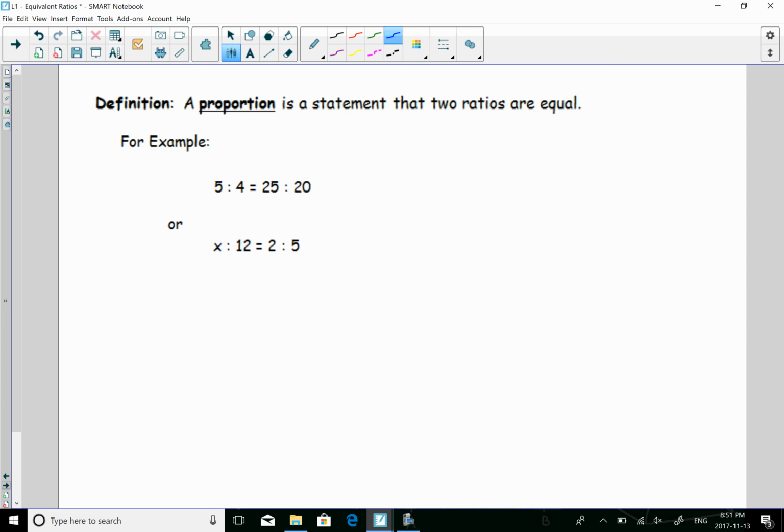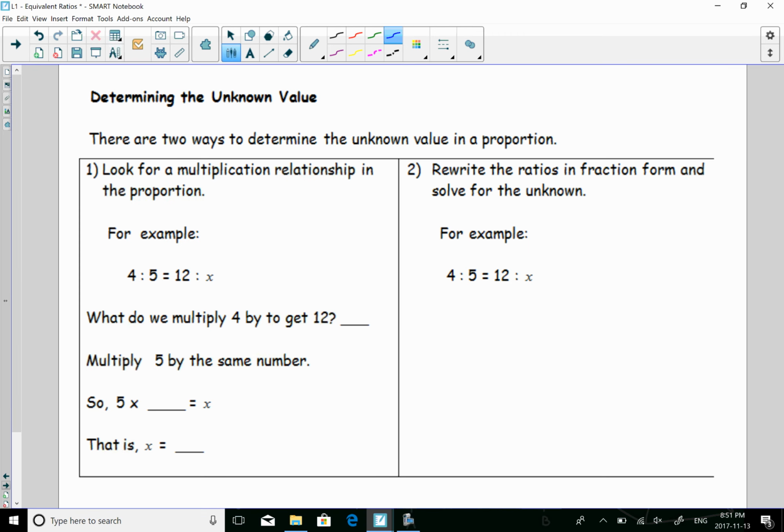A proportion is a statement that two ratios are equal. For example, 5 to 4 and 25 to 20. Or x to 12 equals 2 to 5. We're going to learn how to solve these. So if you notice here, there's one unknown, x. I don't know what that x is, but because I have an equivalent ratio to it, I'm going to be able to solve for this. We're going to learn two methods of solving. So determining the unknown value.